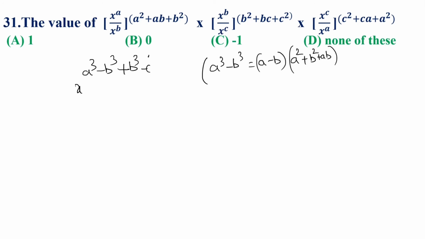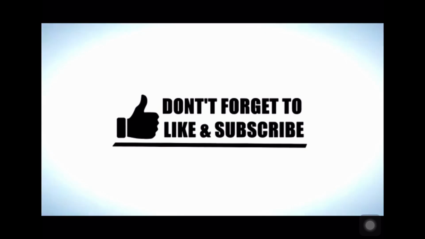b cube minus c cube plus c cube minus a cube. So a cube minus a cube will be cancelled, minus c cube plus c cube, b cube, b cube. So x to the power of 0 is equal to 1. So option A is the correct answer.